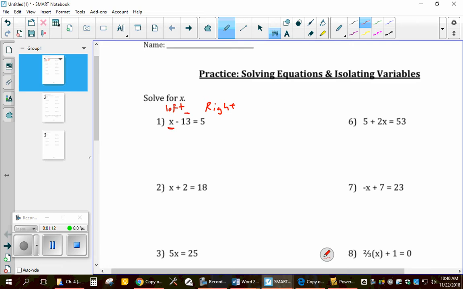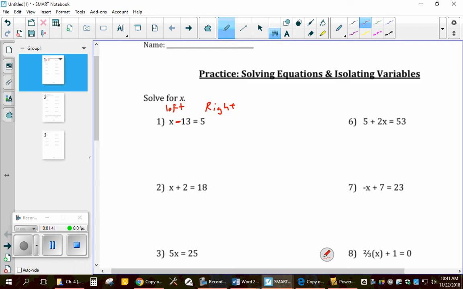So what that means is I want to get rid of this 13, this negative 13, or this minus 13. Here's what the rule is: you always want to do the opposite of what's being done. So if I've got x minus 13, what's the opposite of subtracting? Well, you might say adding. That seems like the opposite, right? So that's what we want to do.